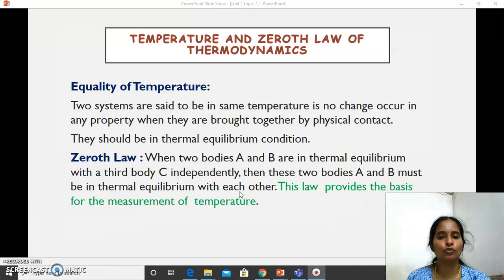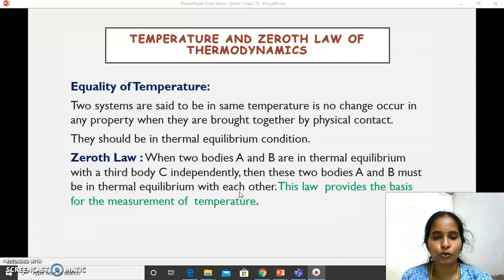When two bodies A and B are each in thermal equilibrium with a third body C independently, then these two bodies A and B must be in thermal equilibrium with each other. So let me explain by the picture in the next slide. First, let me explain this wording.